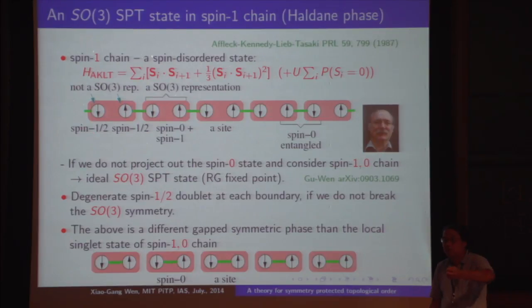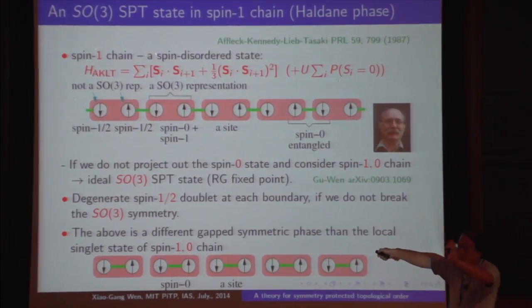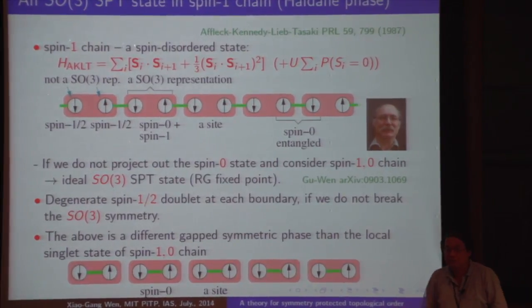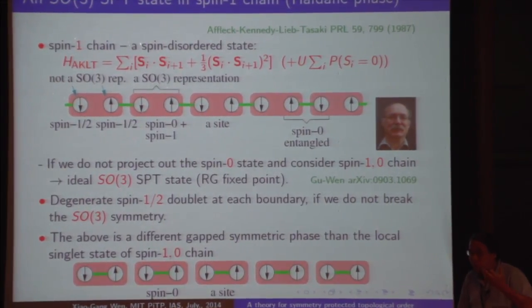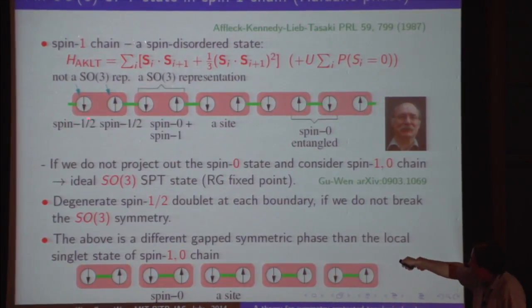So this emergence of a spin 1/2 at the boundary is a sign of this non-trivial phase of matter, which is the Haldane phase. And this certainly needs a symmetry, because if you add a magnetic field to break the symmetry, this spin 1/2 becomes polarized. We lose the degeneracy. Without SO3 symmetry breaking, each boundary has a twofold degeneracy coming from spin 1/2. But when you break SO3 symmetry, the degeneracy is lifted, and so the distinction between these two phases no longer exists.